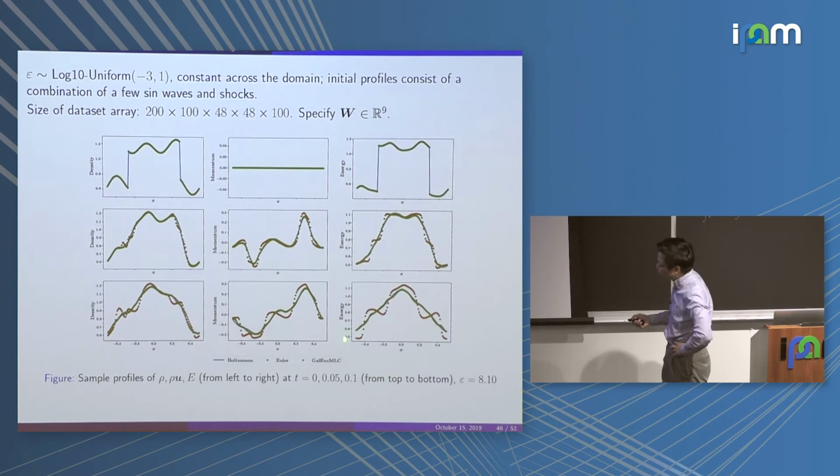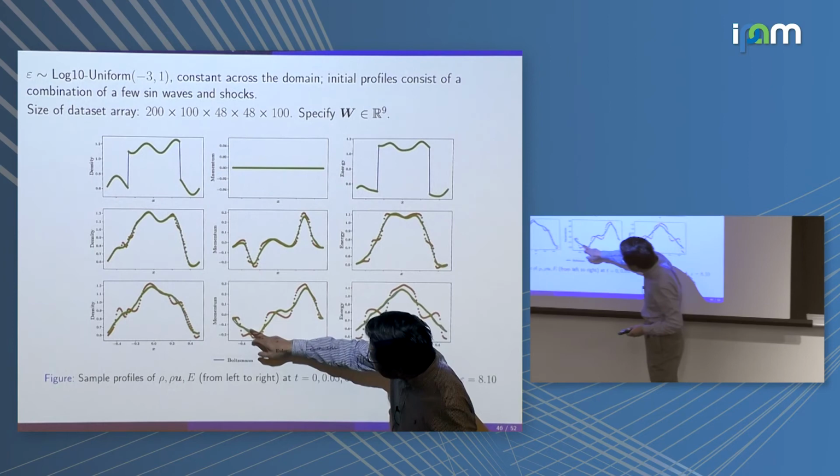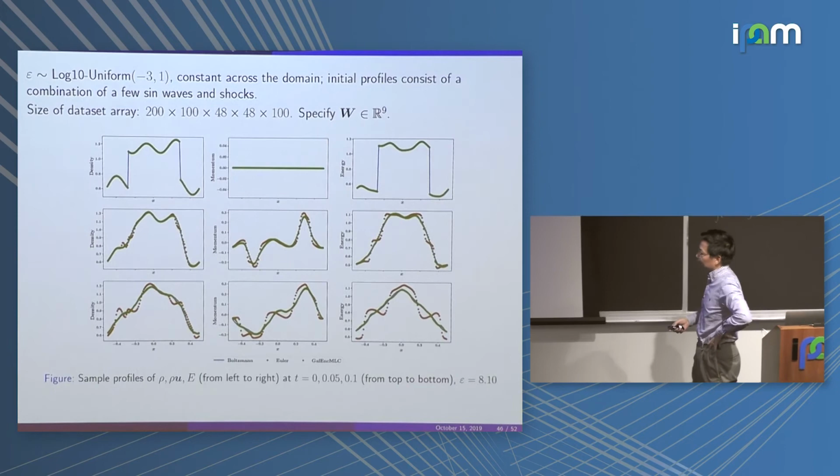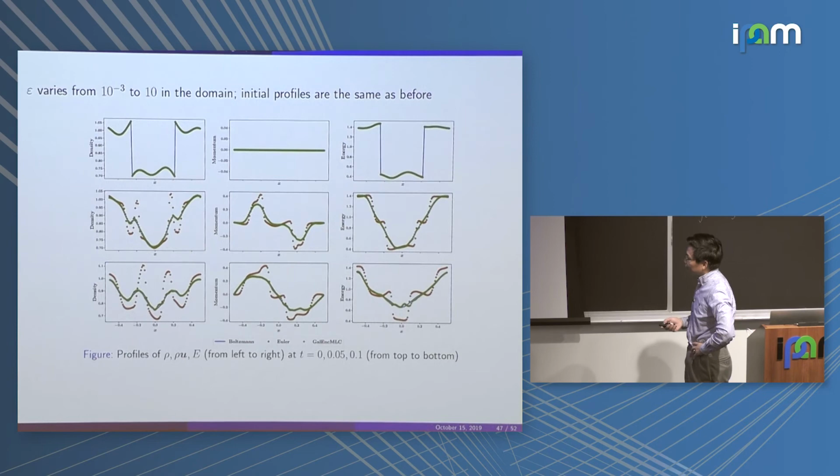You don't see much of a difference, although in this particular example there is a difference here between blue and green. But overall, this is a typical example that we've seen. Overall, the accuracy is very good. Another example, same thing. But this time, the epsilon changes across the domain just to mimic a transitional regime. So these are the results we have.